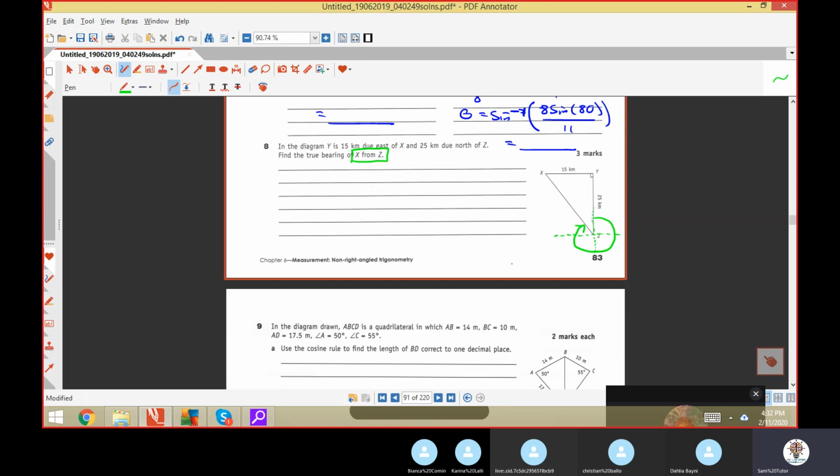So for this question, it asks just for the length. There's two sides I can use. This one here is the most suitable, because in this side, given the question mark, it doesn't work.